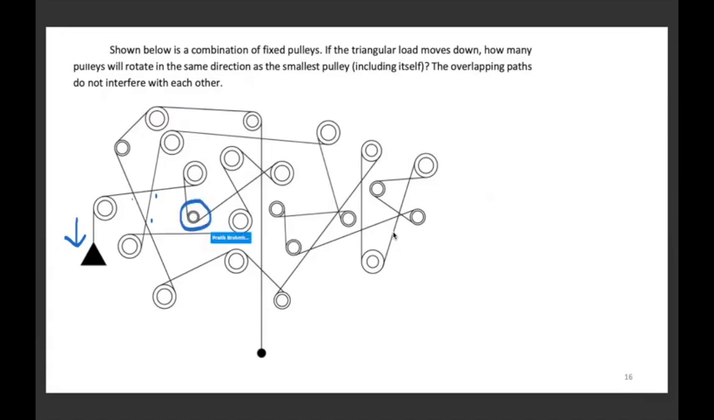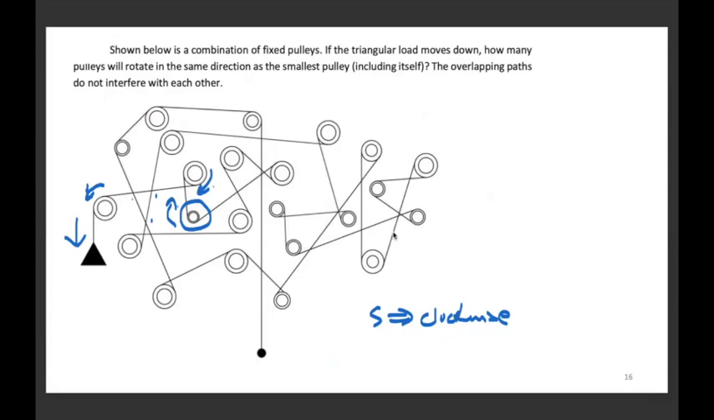First, we have to gauge in what direction this will rotate. We know this is moving downward. This moves downward, this moves like that. This also moves in this direction. Because this moves in this direction, this also moves in the same direction. Now, what we gauge from this is that the smallest pulley is moving in clockwise direction. Clockwise direction. Okay, that's our base. So how many pulleys move in clockwise direction is what we have to identify.